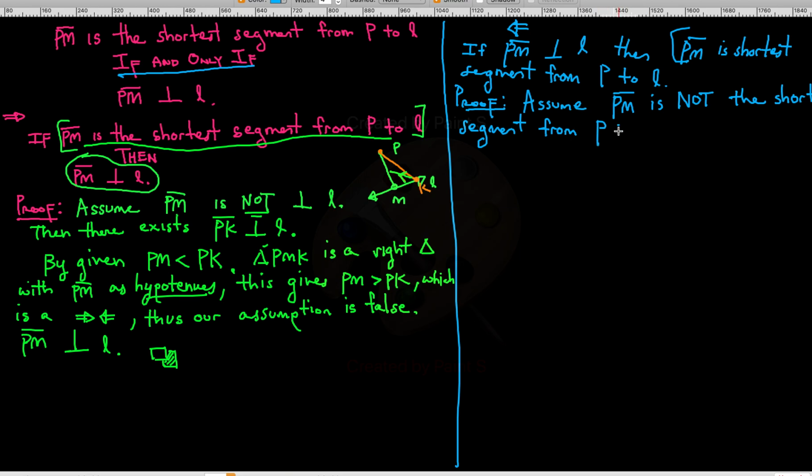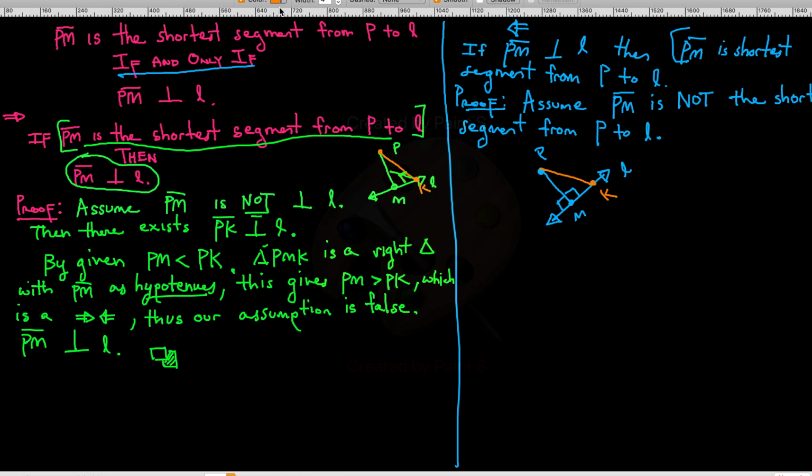P to L. And then right away you should again look at your little sketch. I would definitely recommend doing a little sketch of L. And in this case you know that PM is perpendicular to L. That's all you know, that it forms right angles. But you're assuming now that PM is not the shortest length. So that means that there's some other length, PK, that's shorter.